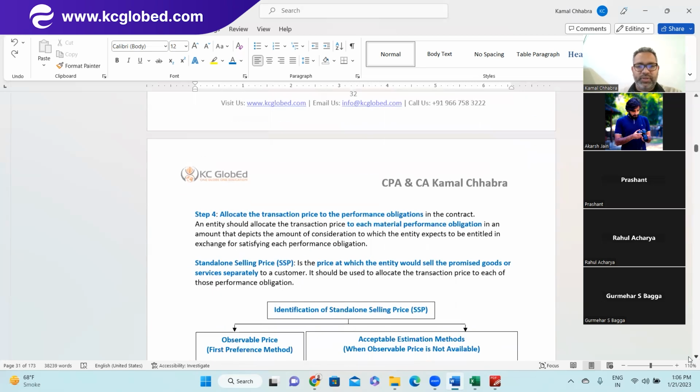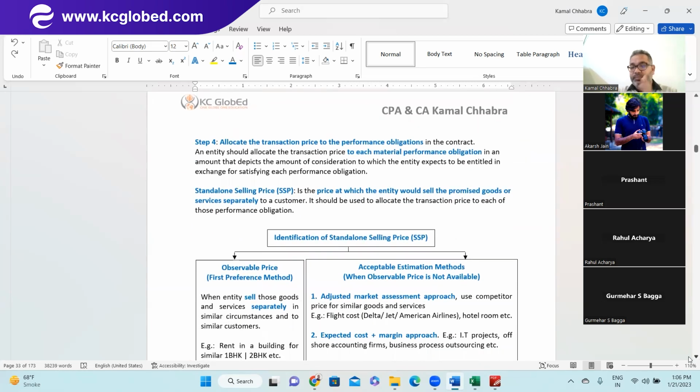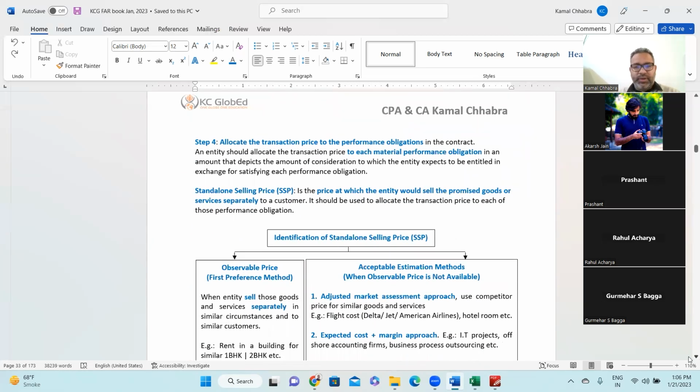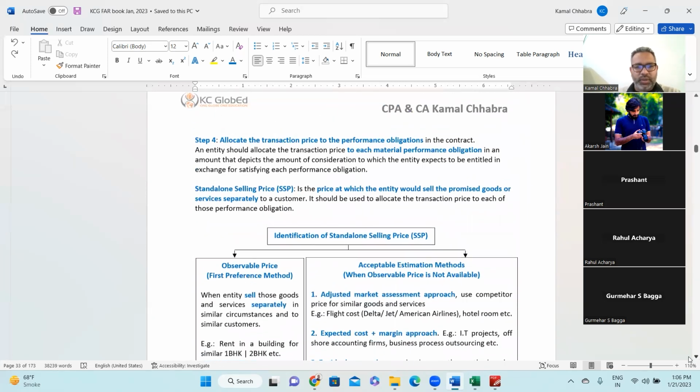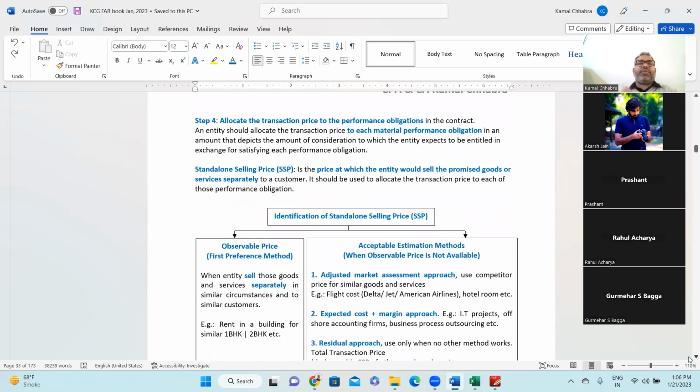Cool. So shall we jump into the 4th step? Everyone ready to dive in? 4th step, allocation of transaction price. The small one, quick one. We can finish it today. So first step is identification of contract. Second is identification of performance obligation. Third is identification of transaction price. Now it's time to allocate the transaction price to the performance obligation, right?